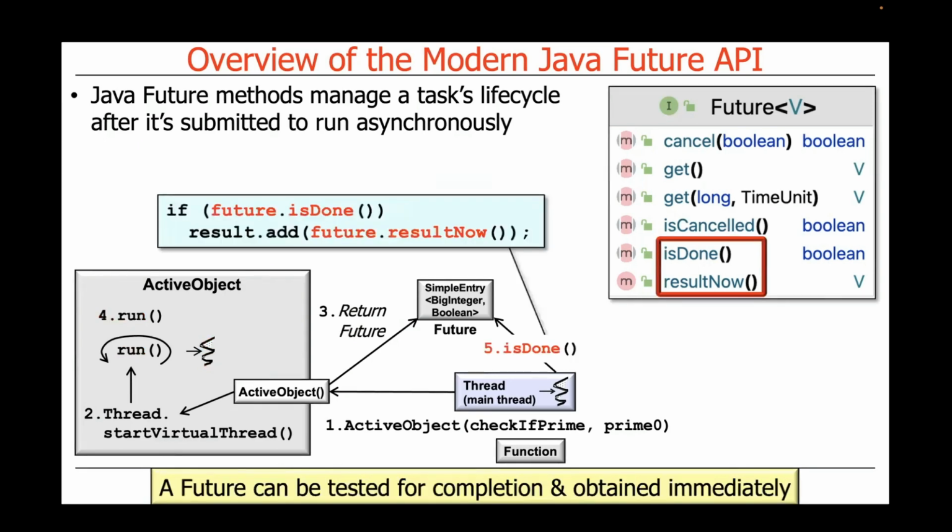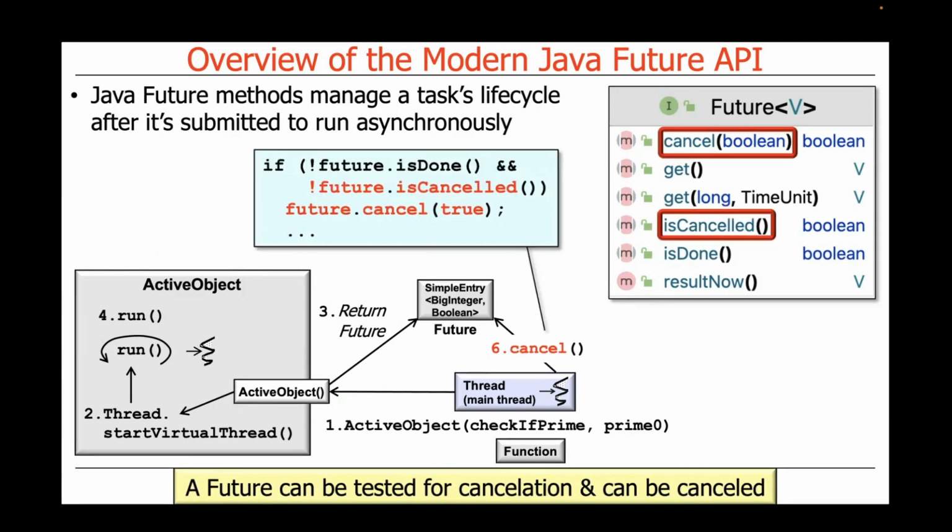And then finally, there's a bunch of things you can do with the ActiveObject future from the client thread perspective. For example, you can test a future to see if it's completed, if it's done. And if it is, you can get its results right away. So you can say, if the future is done, then I want to take the results of that future and add them to some data structure, like a list, as we show here.